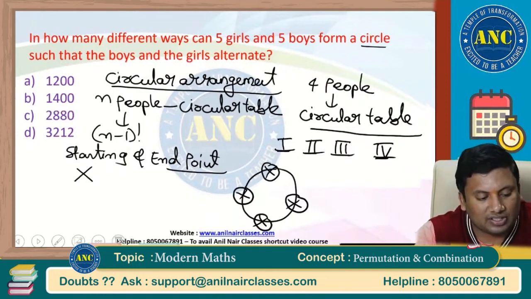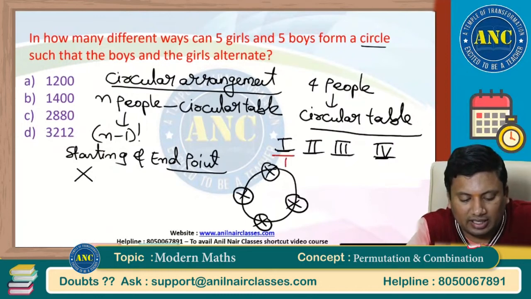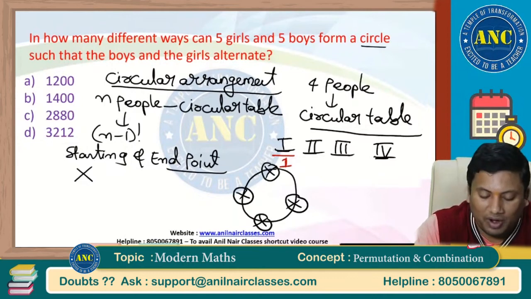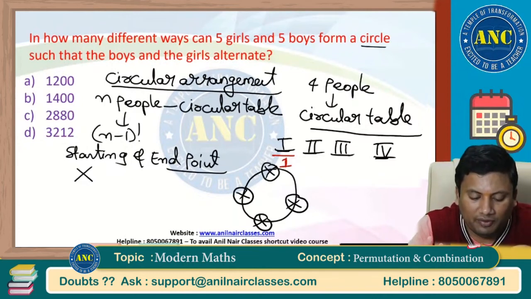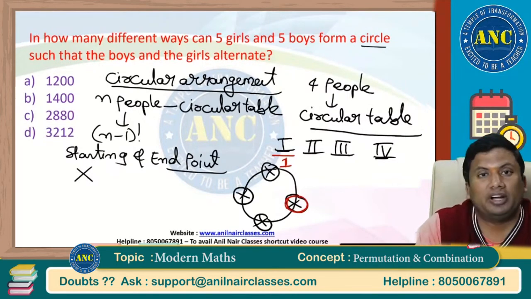So the first person can sit at a circular table of 4 chairs in how many ways? One way. He can sit in any one way. Assume that he sat here. The first person does not have any point of reference.